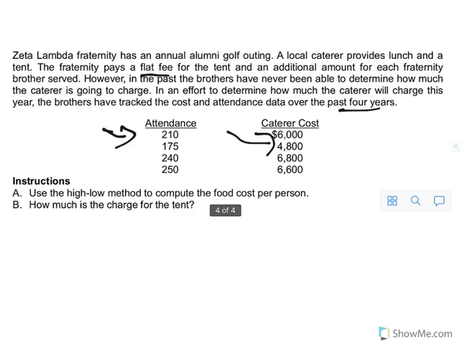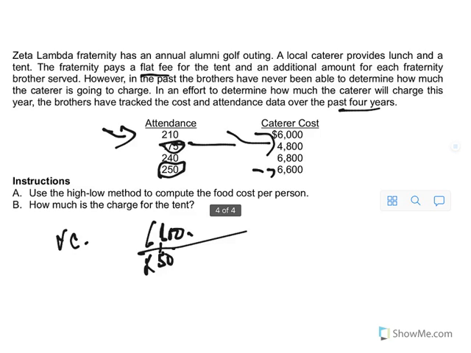So we then look at the activity. The high is 250 people, and the cost is $6,600. So for variable cost, $6,600 is the cost, and the activity is 250. And at the low, it would be 175 people, and the cost is $4,800. So $6,600 minus $4,800 over 250 minus 175. That's the change in cost over the change in activity, which gives me the variable portion. And when I figure that out, I get $24 per person.